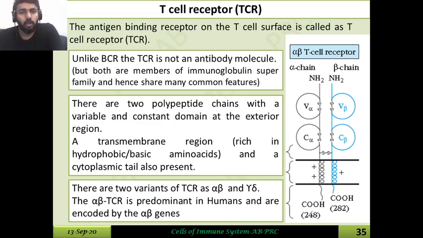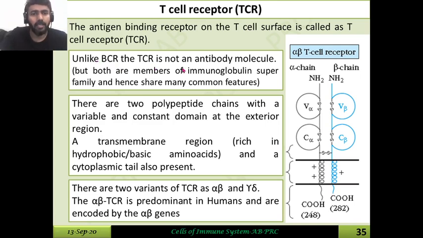And when we talk about receptors, like in B cells there was a receptor called the B cell receptor, here also we can see a specific receptor called the T cell receptor. This is the receptor responsible for the interaction of T cells with the corresponding antigens, right? The T cell receptor and the B cell receptor have certain similar features, but they are not the same receptors. There are some features which they share, but there are certain major differences also. So let's see what are the important features of the T cell receptor.